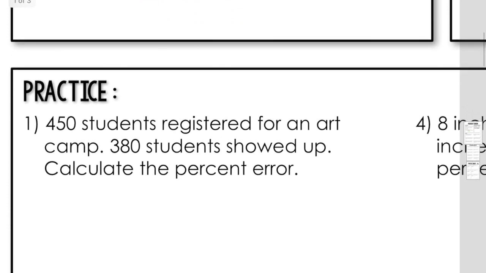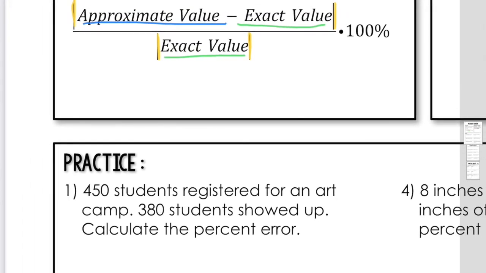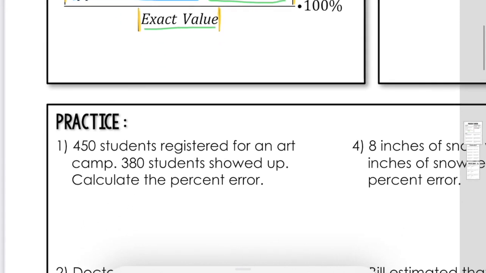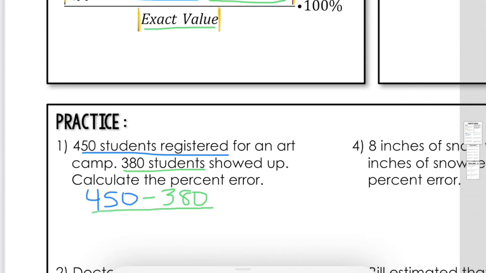So let's look at number 1. 450 students registered for an art camp. 380 students showed up. Calculate the percent error. So first we need to know what our approximate value is. 450 students registered, so that's what we were estimating to show up. Only 380 students showed up. We know we're going to have to subtract that and divide by our exact amount. Well, there were exactly 380 students.